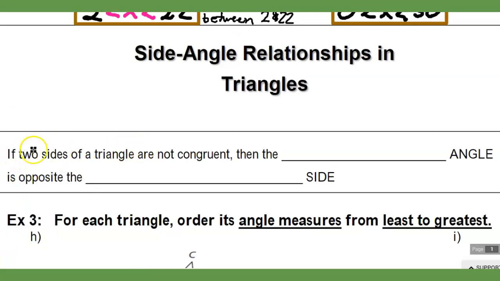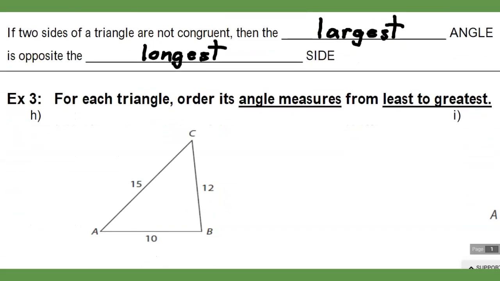Okay, which basically says if two sides of a triangle are not congruent, then the largest angle is opposite the longest side. So large angles are paired with the longest sides, and vice versa, which we'll do on the other side there. So if you have all three sides of a triangle, you don't know exactly yet what those angle measurements are, but you know which one's definitely the smallest.